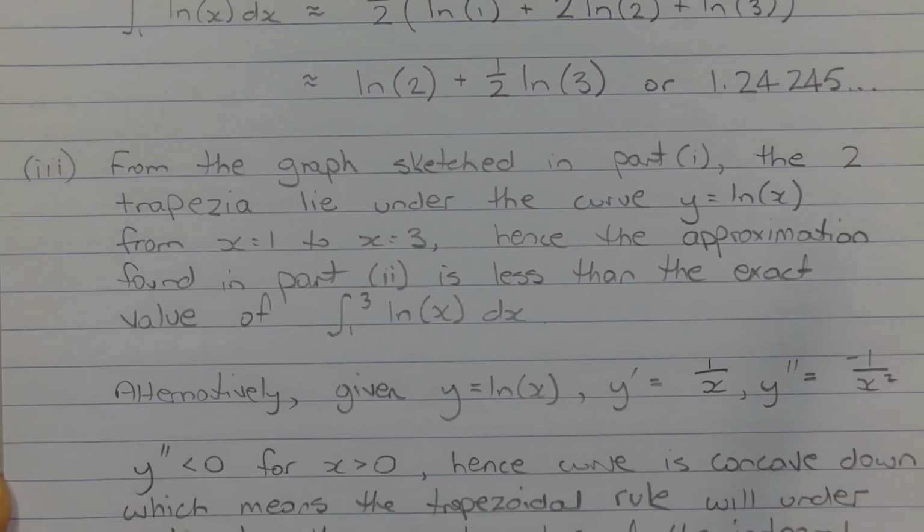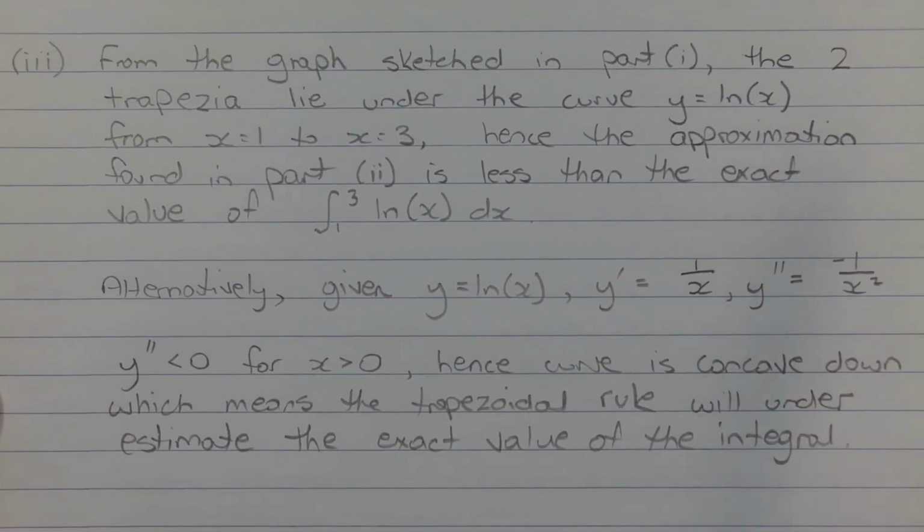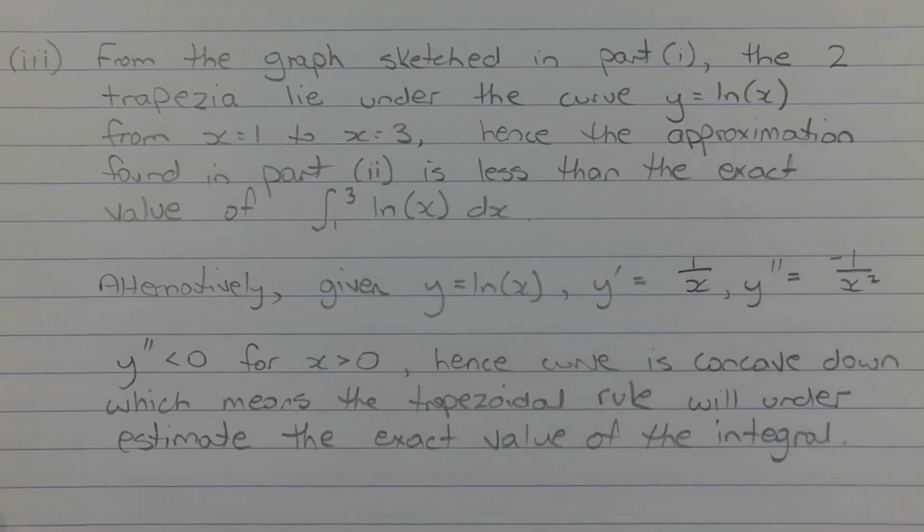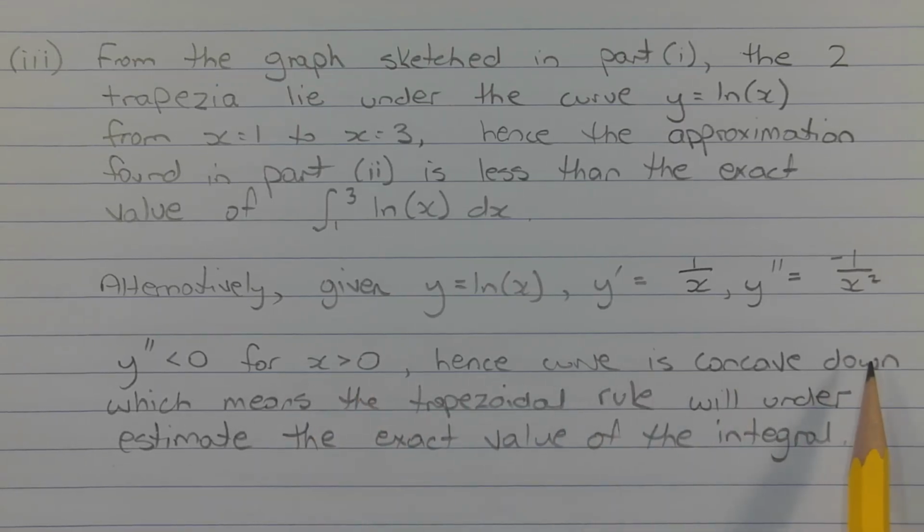Now, I've provided an alternative explanation using calculus and considering the concavity of the curve. Given y equals ln x, then the first derivative, y dash, is equal to 1 over x, and the second derivative, y double dash, is equal to negative 1 over x squared. Now, x squared is going to be positive for values of x greater than 0, so negative 1 over x squared will be negative for values of x greater than 0. Hence, the curve is concave down, which means the trapezoidal rule will underestimate the exact value of the integral.